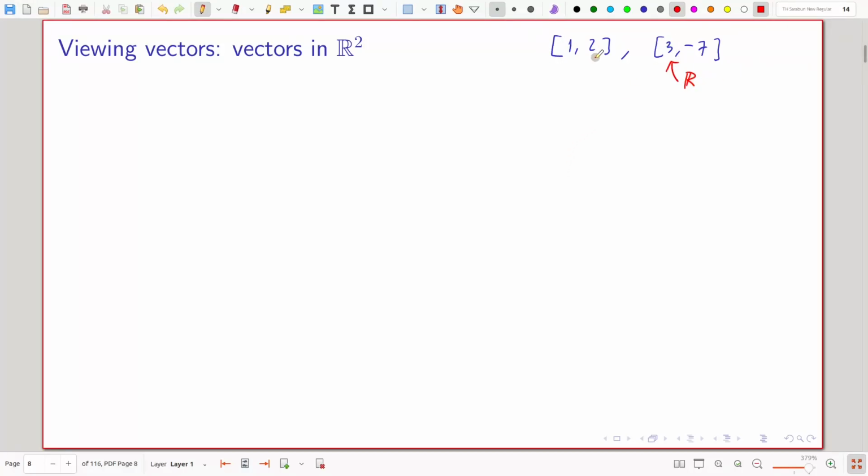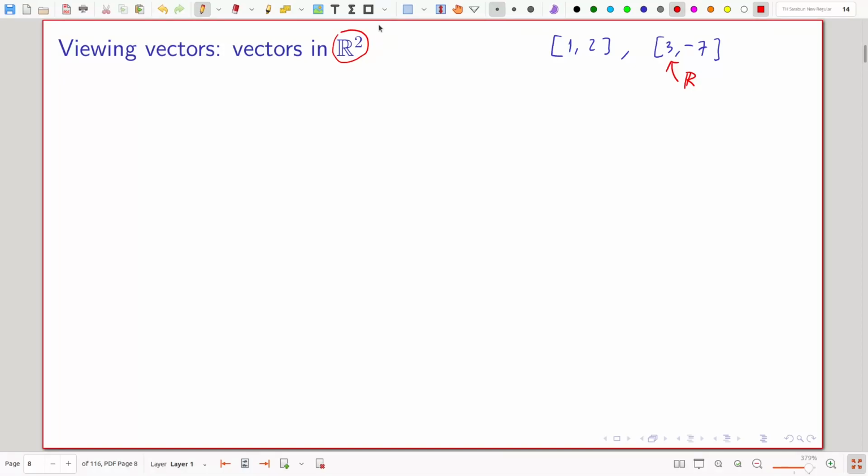Then we say that look at this R square is a set of all tuples where the first element of the tuple is a real and the second is a real. So these vectors are inside this set R square. Okay, so this is like a plane. When you have a two-dimensional vector, we can think of them as a point on the plane.